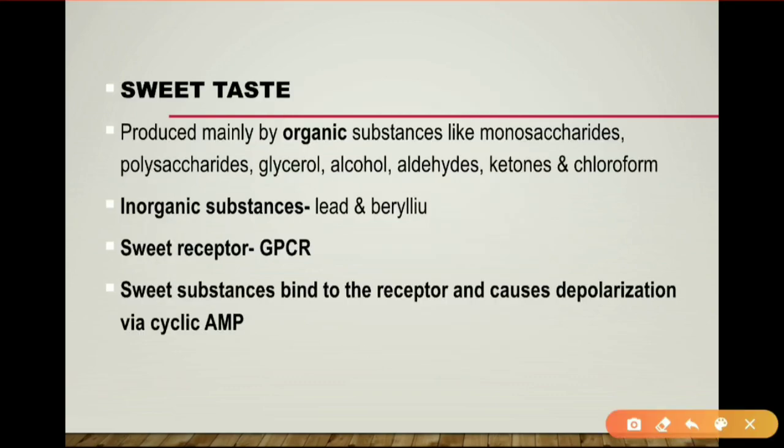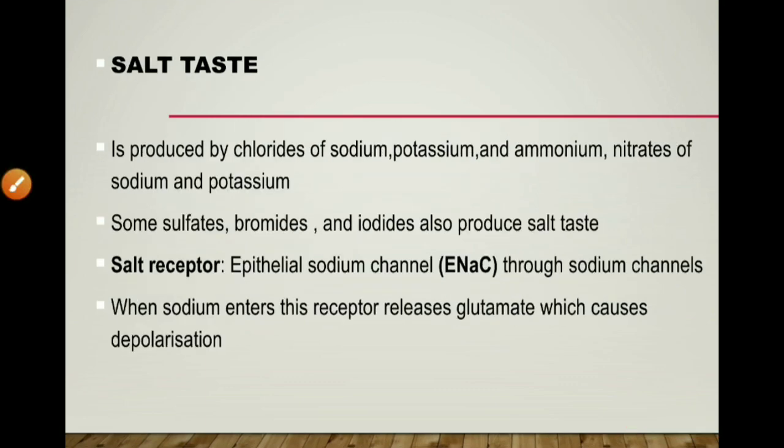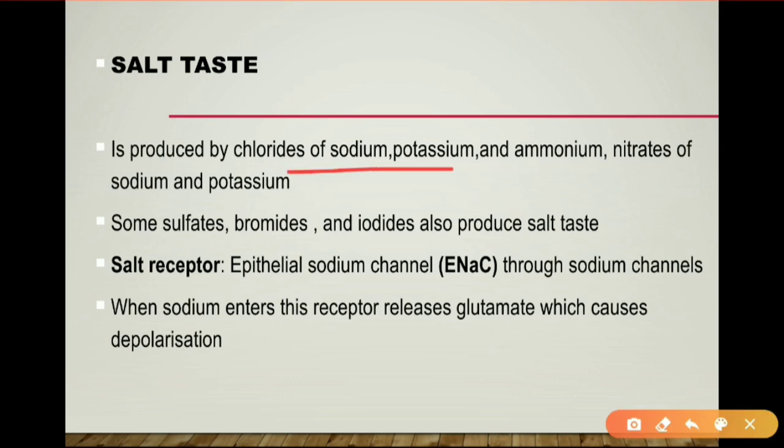Coming to the sweet taste, it is mainly produced by organic substances like monosaccharides, polysaccharides and glycerol, alcohols, aldehydes, and inorganic substances like lead and beryllium. It has a GPCR receptor, and sweet substances bind to the receptor and cause depolarization via cyclic AMP. Salt taste is produced by chlorides of sodium, potassium and ammonium nitrates, and some sulfates, bromides, iodides also produce the salt taste.